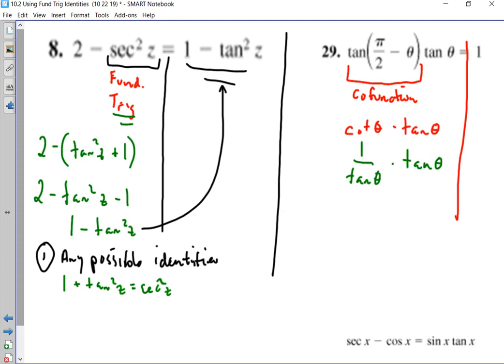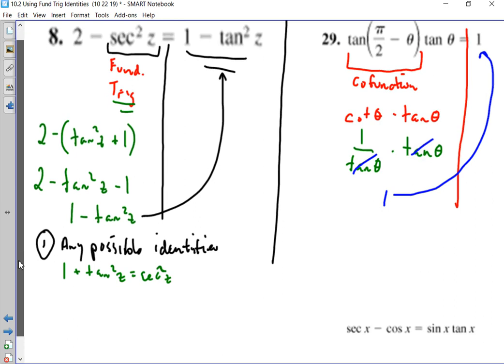There we have it. Once we have that right there, they cancel out because they're multiplied here, and guess what they equal? 1. And that's exactly what we're looking for right there. Awesome, right? Let's try this again.